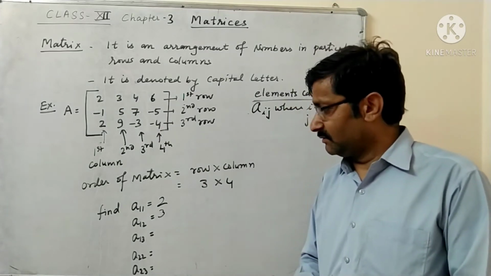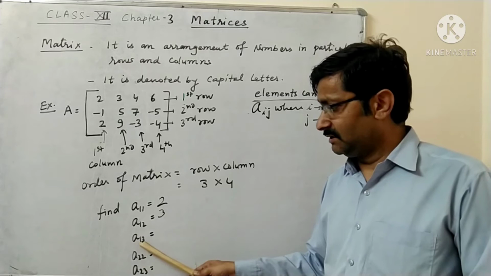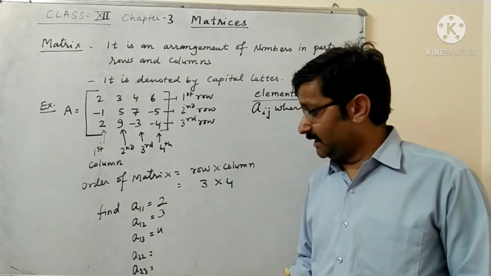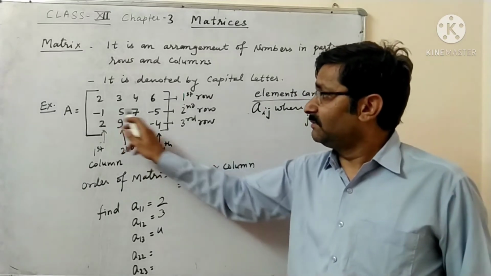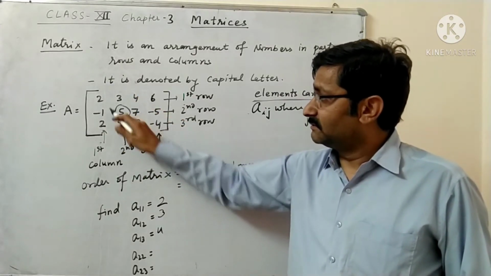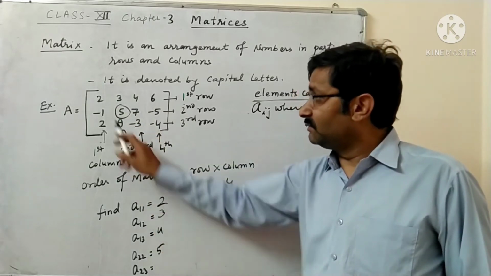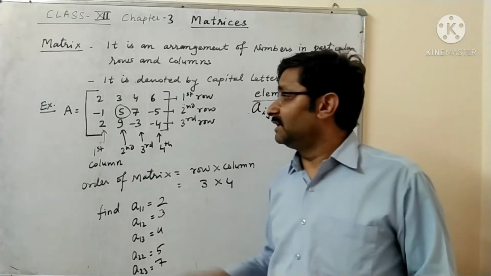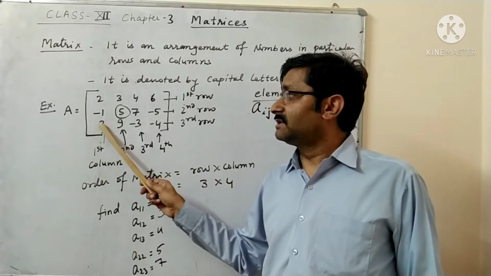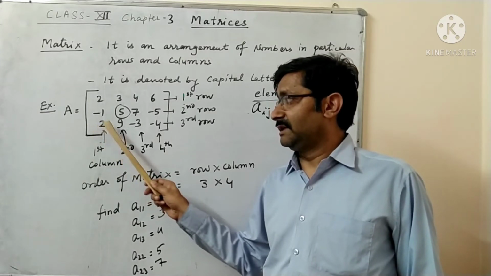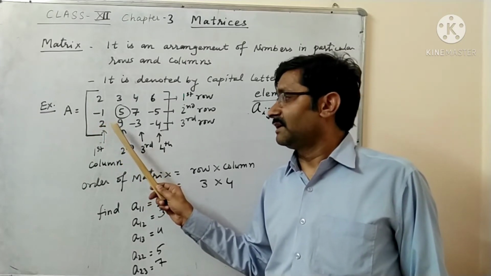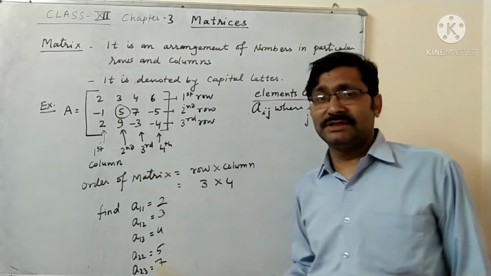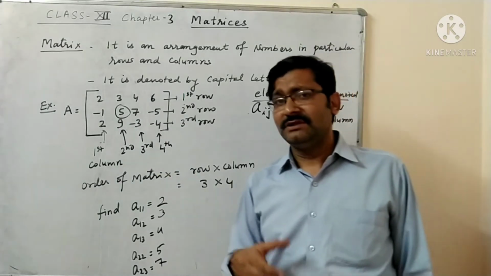First row and third column element. This is first row and third column element. First row and third column element is 4. Next is second row and second column element. Second row and second column element is 5. So we write here 5. Then second row and third column element is 7. So in this way you can represent any element. This is first row and third column element. Okay, this is third row and second column element. So in this way you can represent any element of the matrix.